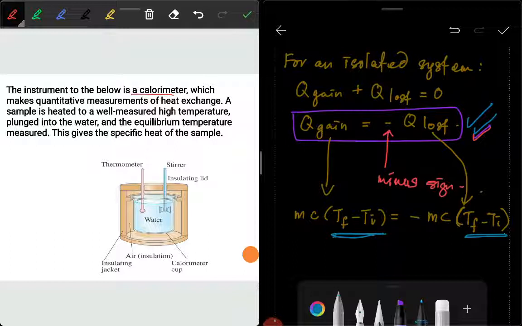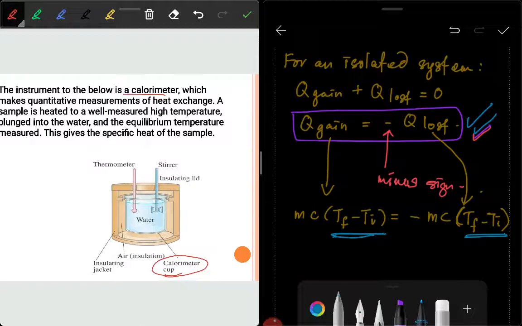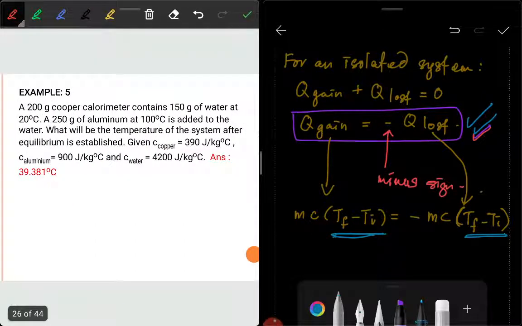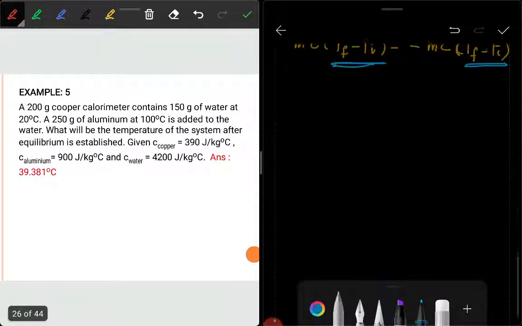This part we call the calorimeter cup, sorry. And there's an insulating jacket here. This is to prevent heat from being lost to the surroundings. Okay, next, have a look at the example here.